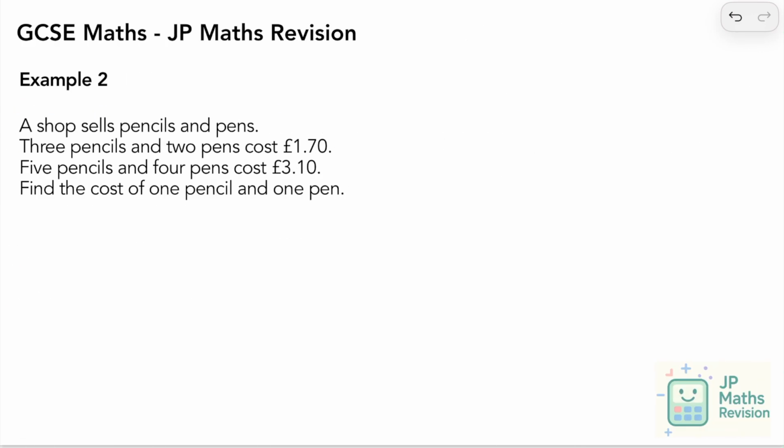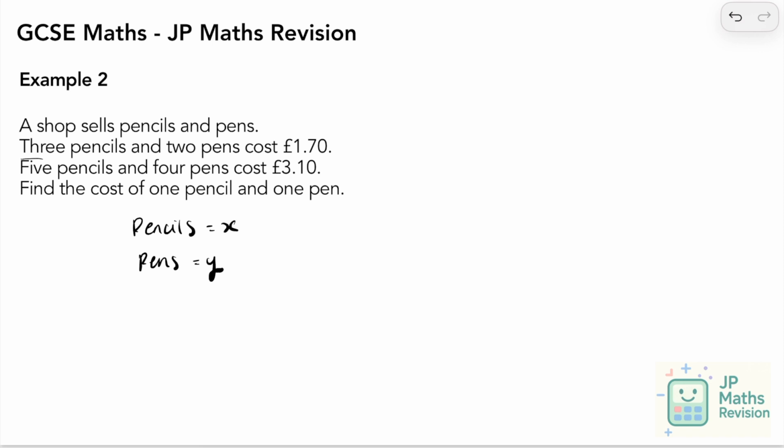Here's another example. So it says a shop sells pencils and pens. 3 pencils and 2 pens cost £1.70. 5 pencils and 4 pens cost £3.10. We need to find the cost of 1 pencil and 1 pen. So if I call the pencils x and I call the pens y, I can set up some simultaneous equations.